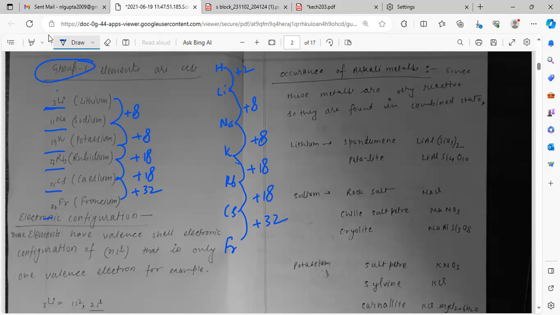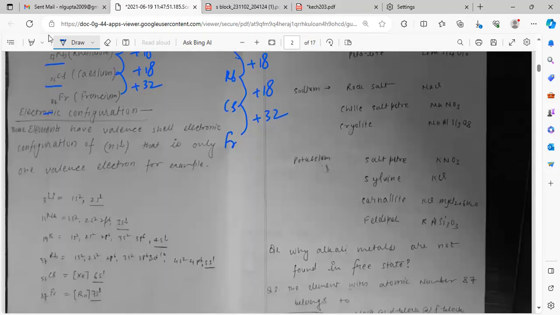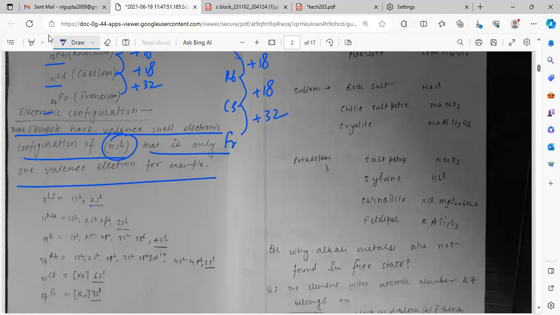Why are we adding 8? Because the second period has 8 elements and the third period has 8 elements, so we add that many to the atomic number. Here you see the electronic configuration: these elements have valence shell configuration ns1, that is only one valence electron, like 2s1, 3s1, 4s1.